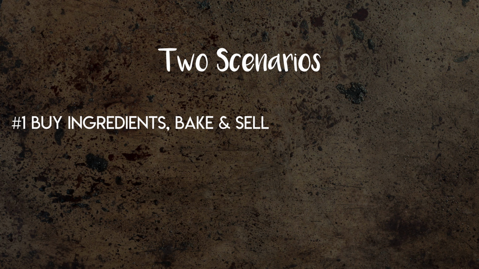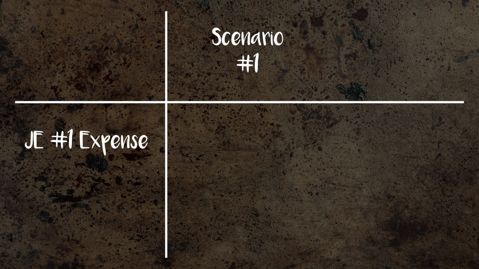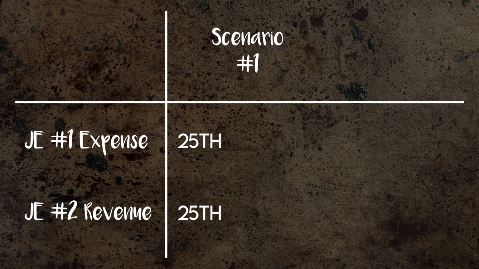Now, I want you to consider two scenarios. The first is that you buy the ingredients for your cake, you bake it, and you sell it all the same day on the 25th of October. The customer pays you in cash. Under the cash basis of accounting, transactions are recorded when money changes hands. So in this case, you record your expense and your revenue on the same day, the 25th of October.